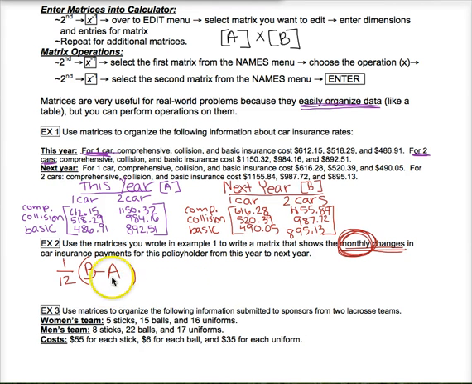So you can go ahead and enter these matrices into your calculator as A and B, and then try doing 1/12 times B minus A. Go ahead and pause it to do that, and then unpause to see if you've gotten the correct answer.